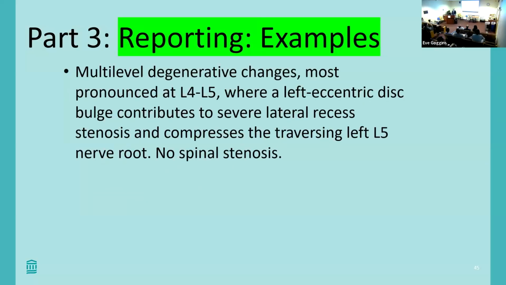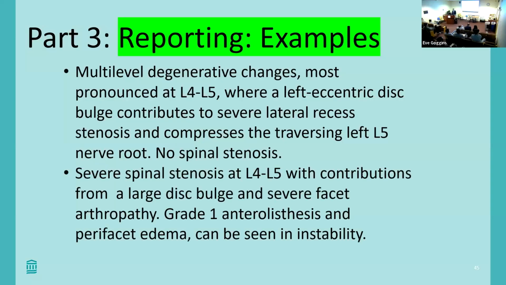Okay, so here are some examples of what I think are typical nice reports. Impression: multi-level degenerative changes, most pronounced at L4-5, where a left eccentric disc bulge contributes to severe lateral recess stenosis and compresses the traversing left L5 nerve root, no spinal stenosis. So just seeing that, you can get a sense, this screams to me, I'm going to try a left L4-5 transforaminal epidural steroid injection. If that doesn't work, we can maybe do a simple decompression. And you have a management plan insinuated by what you're saying here.